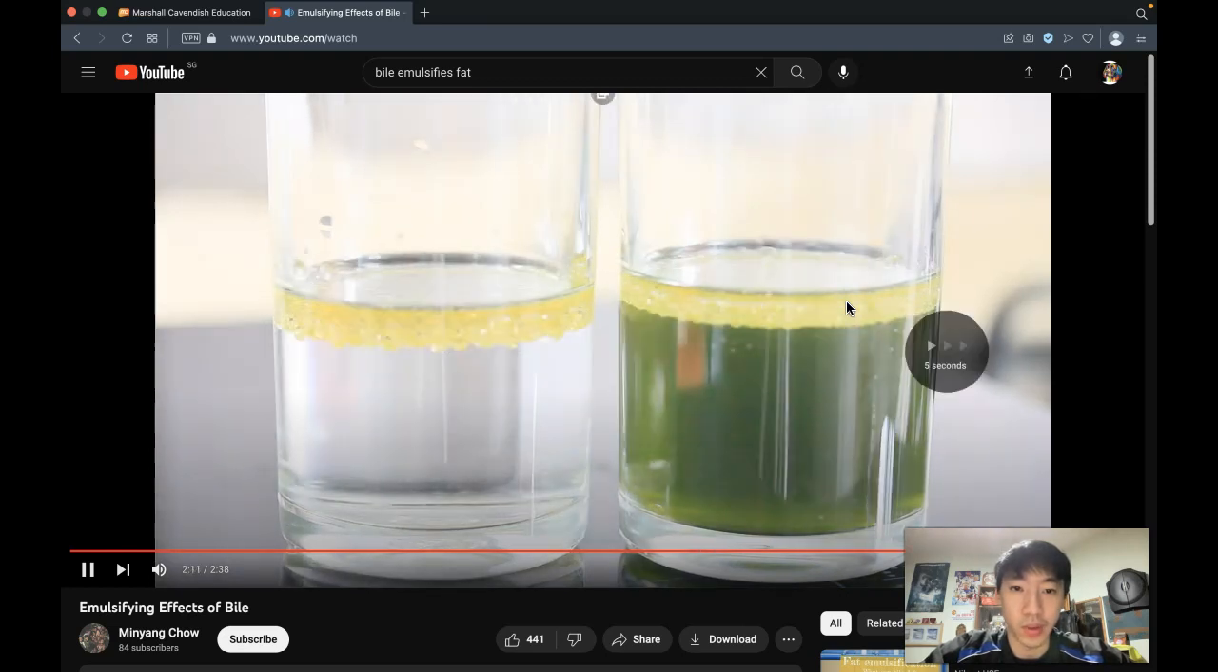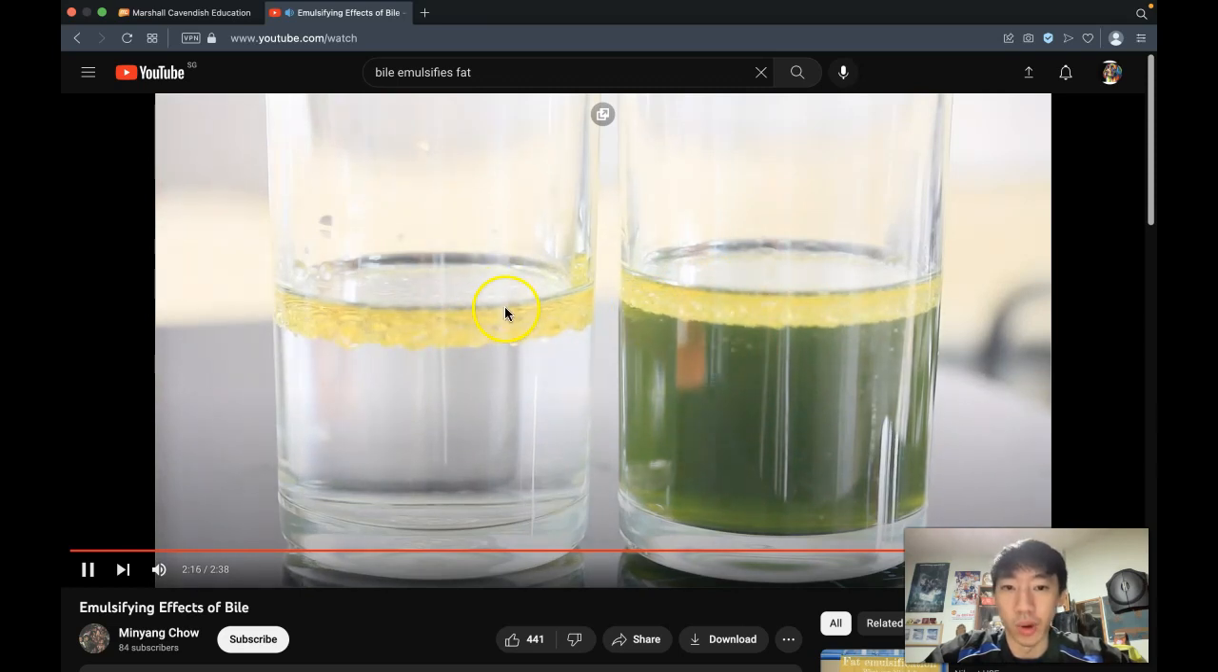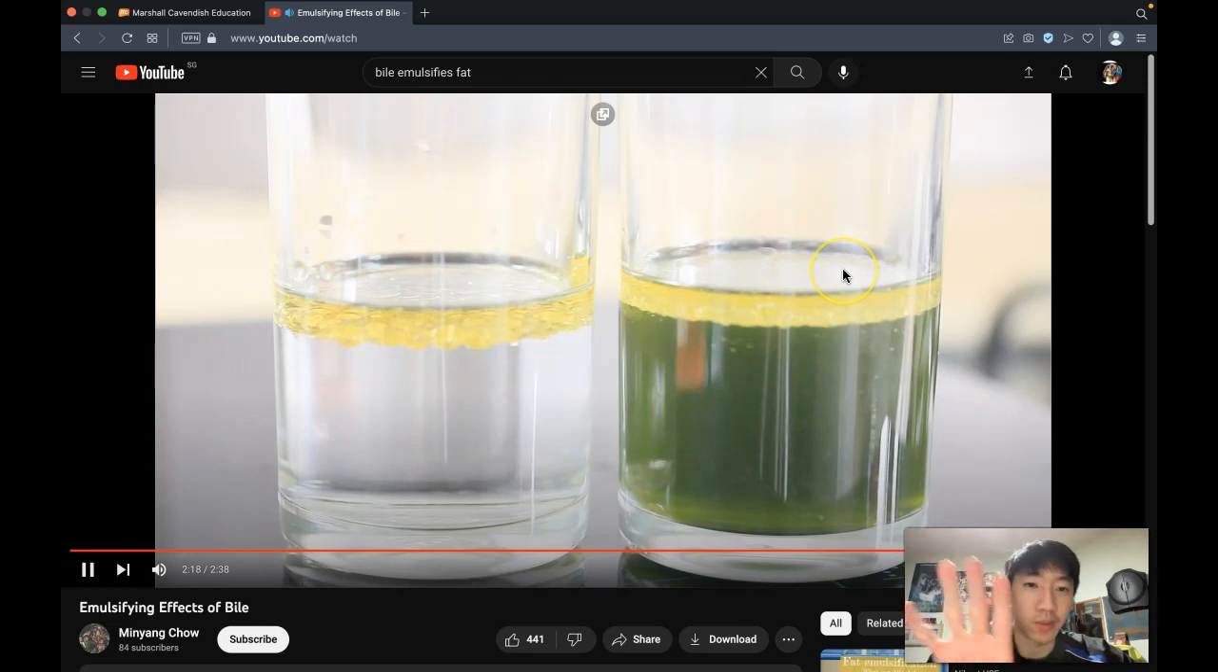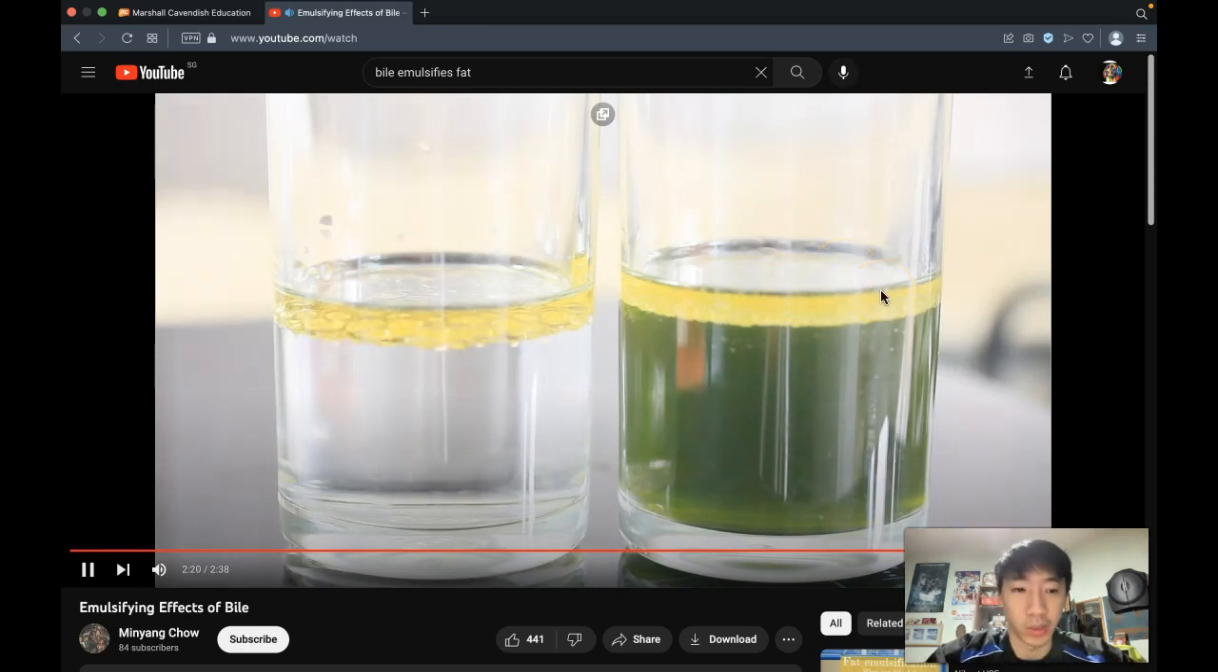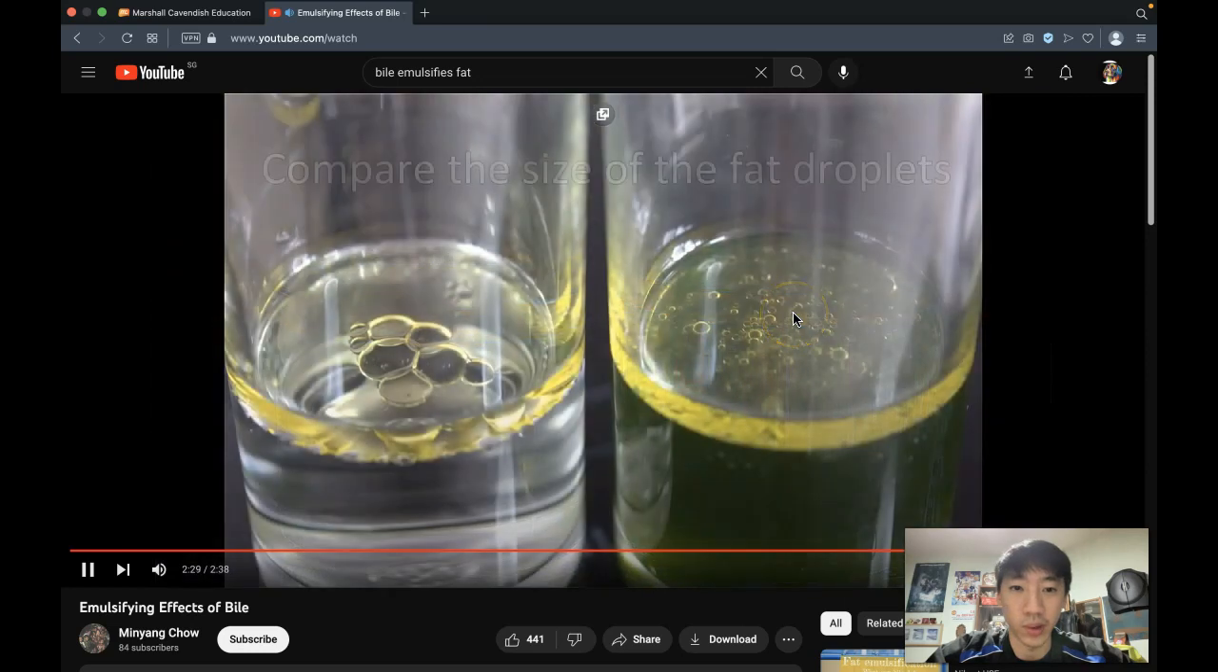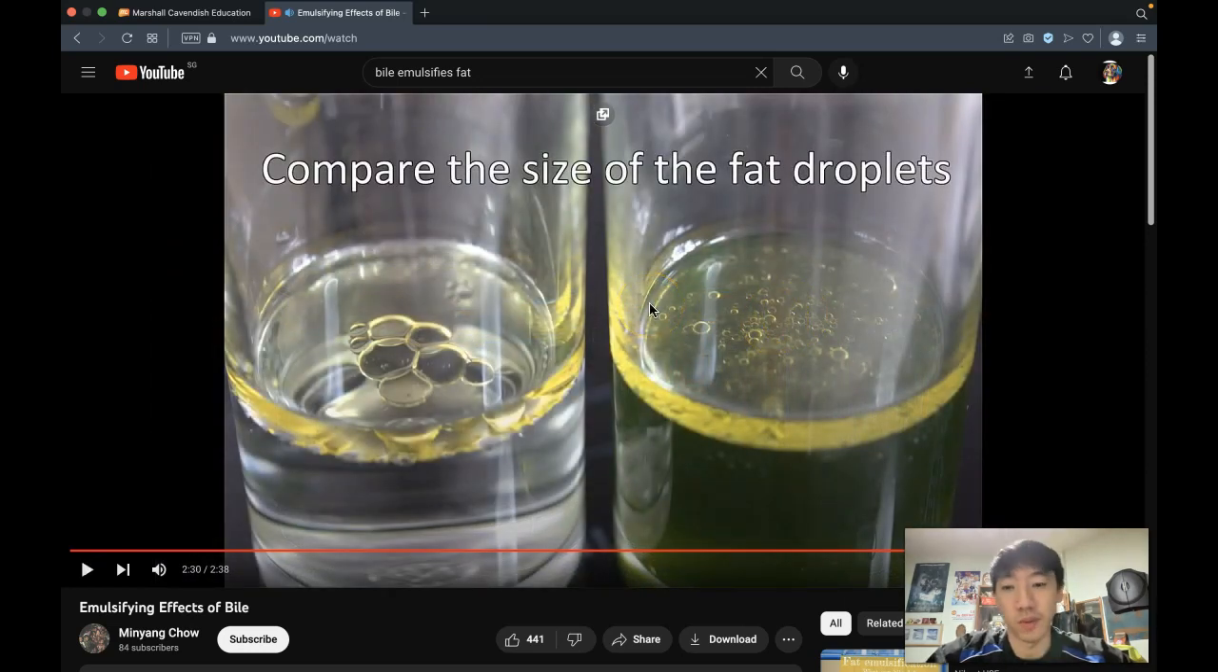Okay, as you can see, we start to see the difference in size of the oil droplets over here versus over here. It's very hard to see from this angle. Later she will show you from the top angle. It'll look a bit easier to see. Okay, now you see the amount of oil is still the same because the oil has not been digested. Alright, it's just emulsified only.